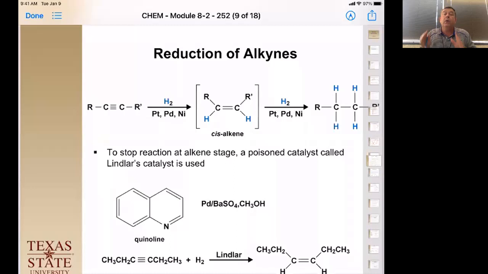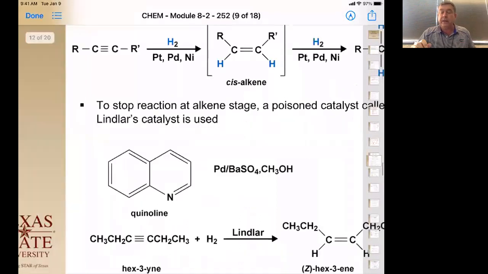Okay. The only way to stop it at the alkene is to poison the catalyst, make the catalyst less reactive to alkenes. It's still reactive to alkynes because they're more reactive, but it's less reactive to alkenes. And the way we poison the catalyst is we use a compound called quinoline, and this would actually be lead, it's Pb, lead and barium sulfate, okay? And we call this Lindlar's catalyst because we've taken the activity down a notch.